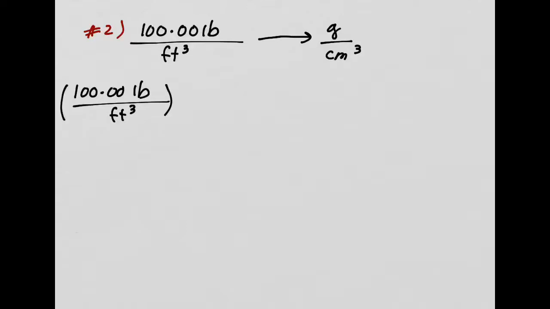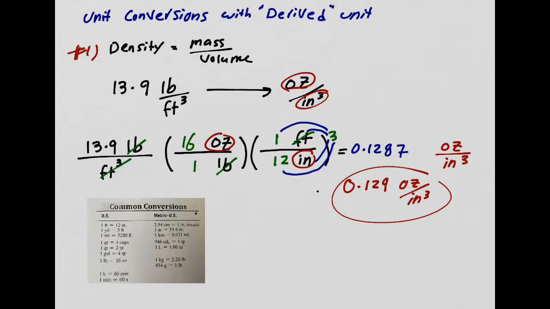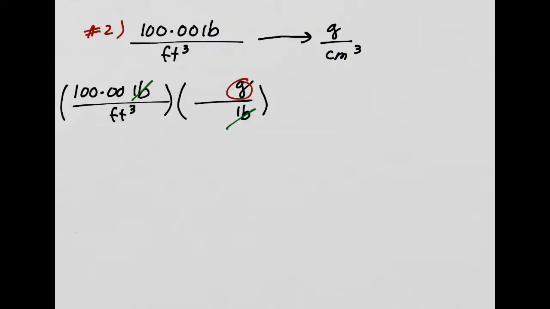Now, I do not want pound. What do I want? I want gram. So where does pound go? Pound goes here and grams goes over there, so I can cancel out pounds and get gram. That is what I want. Look over here. Do I have a conversion between pound and gram? I sure do. 1 pound is 454 grams.